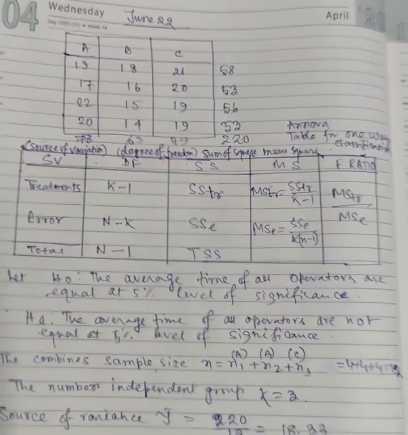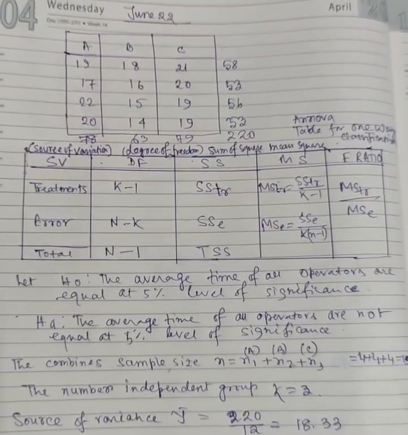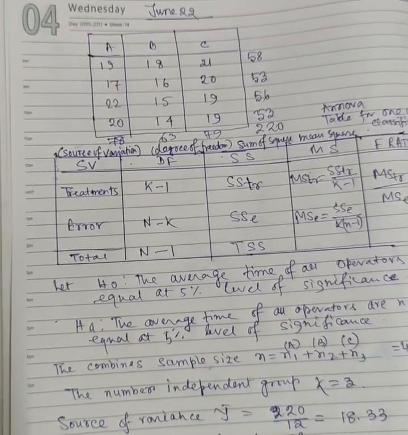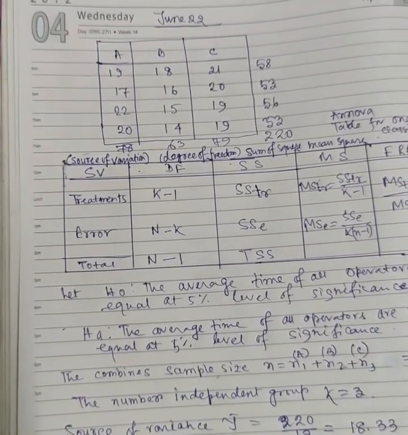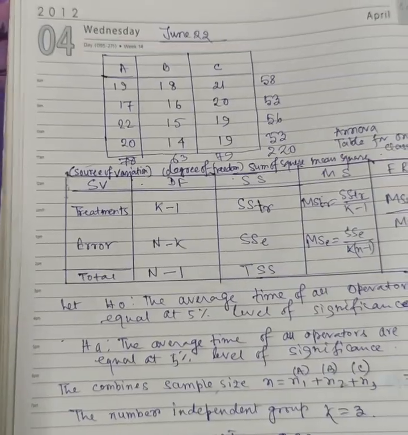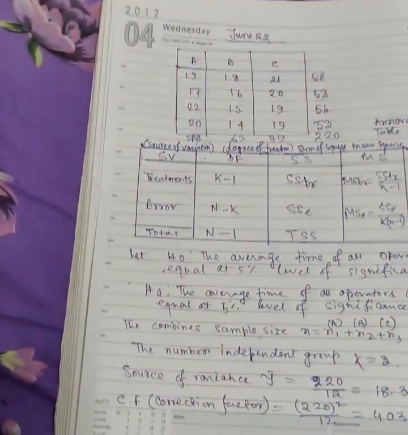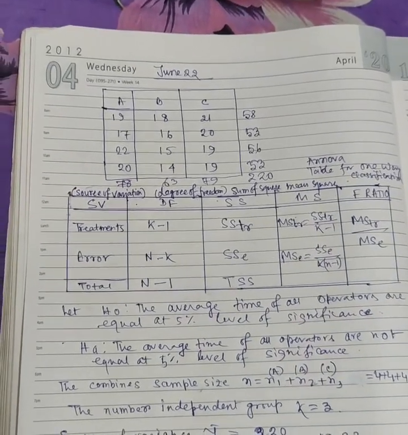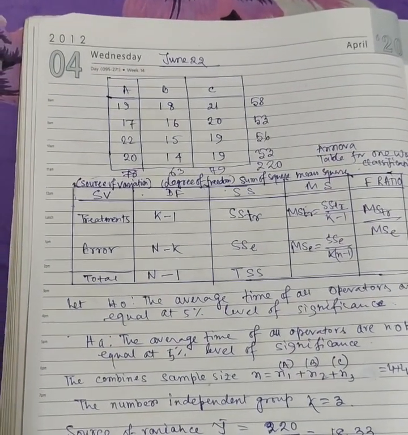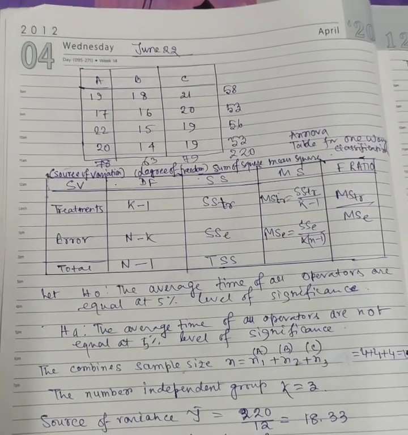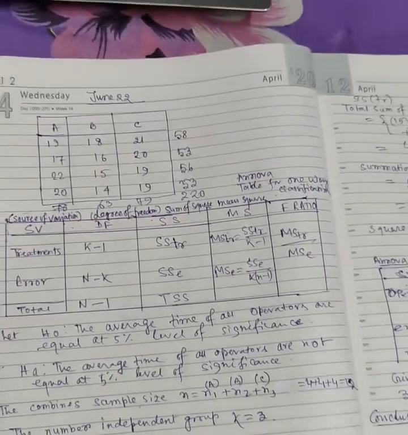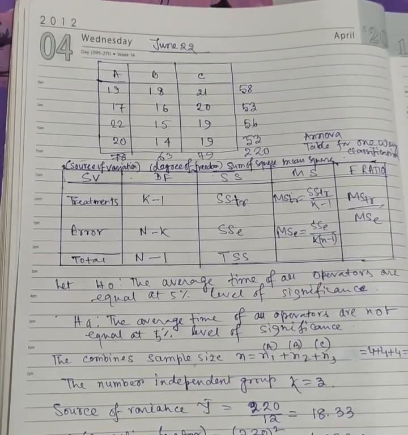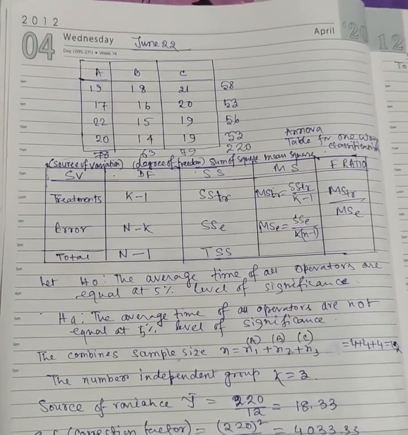Let us discuss the ANOVA test. ANOVA is basically done in two ways: first, one-way classification, and second, two-way classification. In our syllabus, we explain one-way classification. I am going to the main topic, the one-way classification.